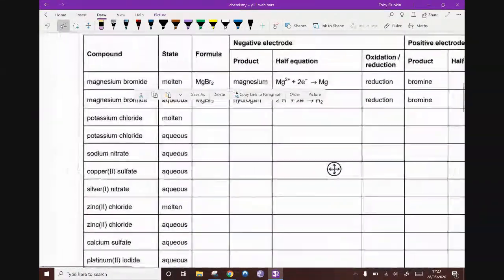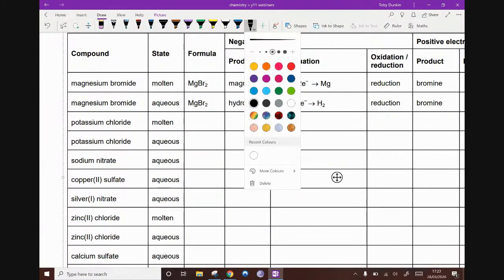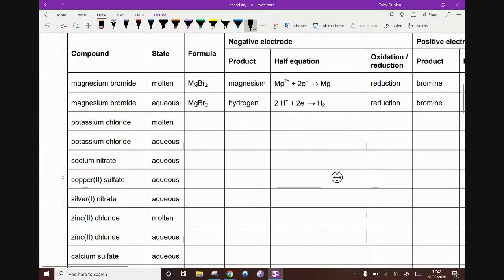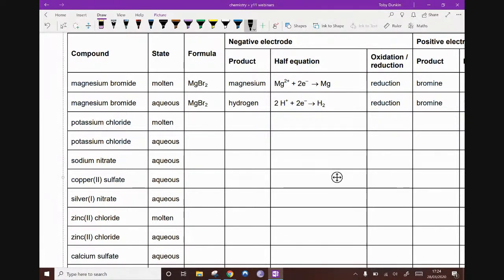Okay, let's have a look at this one now. The first thing we need to decide is this concept of molten or aqueous. So if you look at question number 1, magnesium bromide molten, that means the only ions that are present are Mg2+ and Br1-. That's the only thing present, because it's molten. If it's molten, there's no water. If there's no water, there's no H+, no OH-.